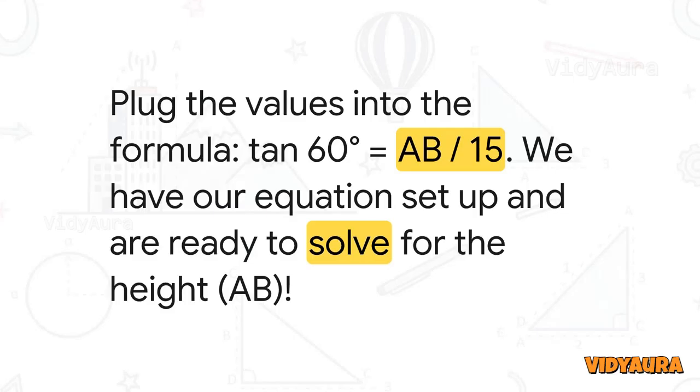Okay, so now for the fun part. Step 3, solving it. We know we're using tan, and we know that tan of an angle is opposite divided by adjacent. So for our diagram, that means tan of 60 degrees is equal to, well, the opposite side is AB, and the adjacent side is 15. So tan 60 equals AB over 15. Perfect. We've set up our equation.